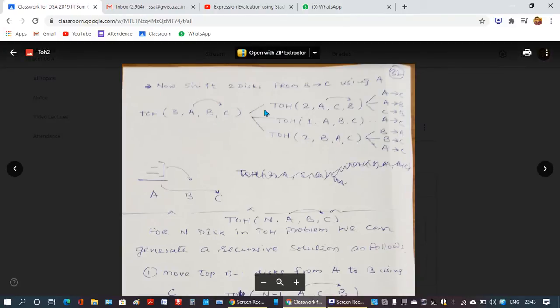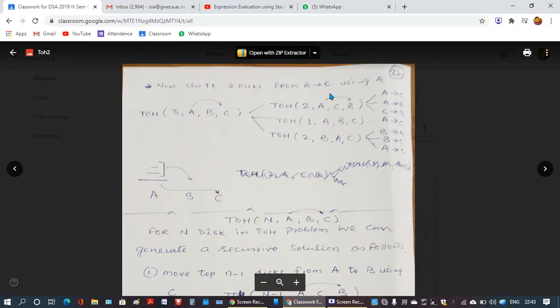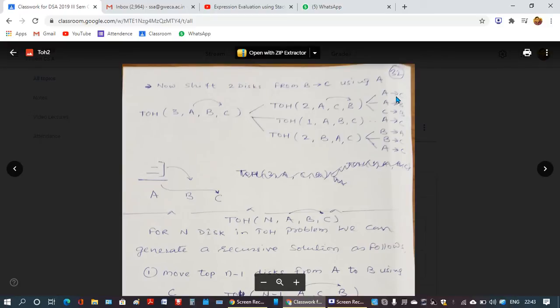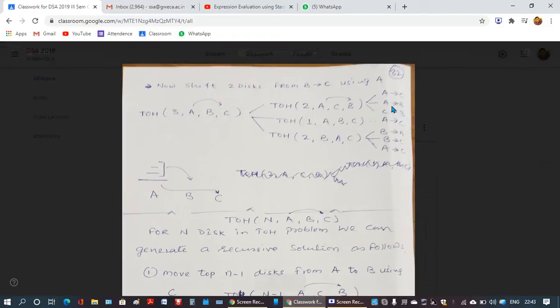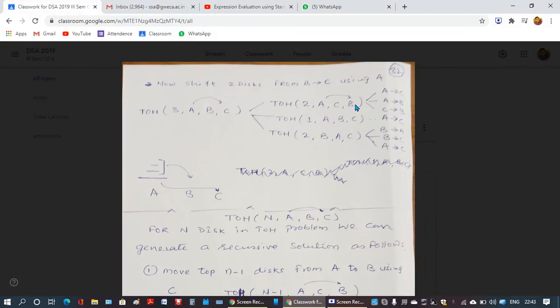So this problem is divided into these three problems, and these three problems are smaller in size. This problem is of two disks, this problem is of two disks, and this problem is of one disk. Now you see how this problem of two disks, you want to shift A to B. So first you will shift A to C, then the second disk you will shift A to B, and then you will take back that smaller disk from C to B. So this is the solution for the two disks from A to B.